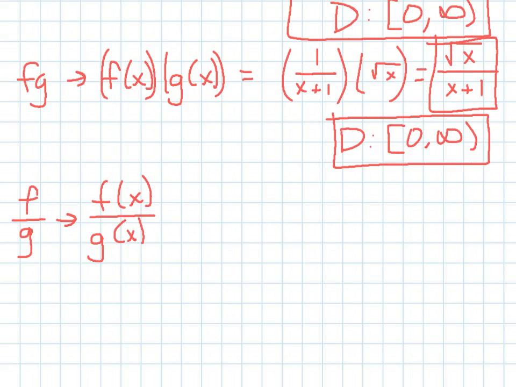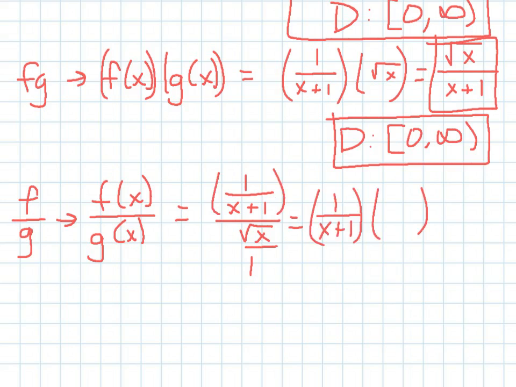Now, it may not drastically change your domain, but it could have a serious effect. So here I have 1 over x plus 1 over square root of x. Now here you can't have a complex fraction, so you need to keep it, change it, flip it, or multiply by the reciprocal. So your top one stays exactly oriented the same.